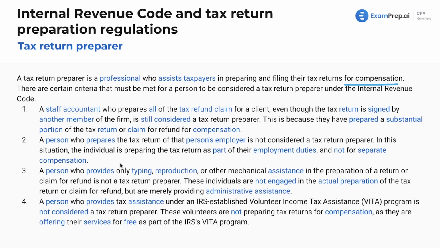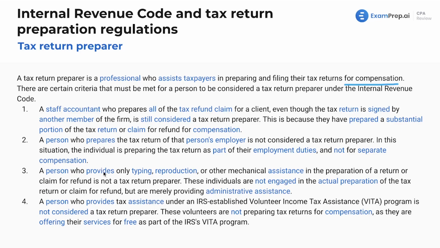In this situation, the individual is preparing the tax return as a part of their employment duties and not for separate compensation. So let's say you're just an accountant, normal fun accountant. You're just not fun, because that is a very common role. But you're just an accountant. You're having a good time. You're doing your job. However, if you're preparing a tax return just as a part of your job, you're salaried, you're just doing your job, that person is actually not going to be considered a tax return preparer because it's just a part of your job.